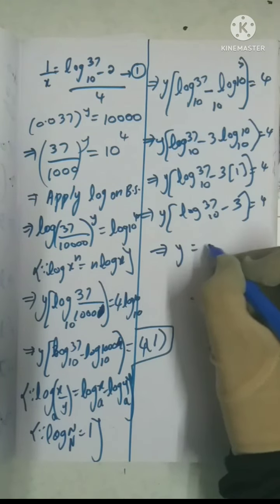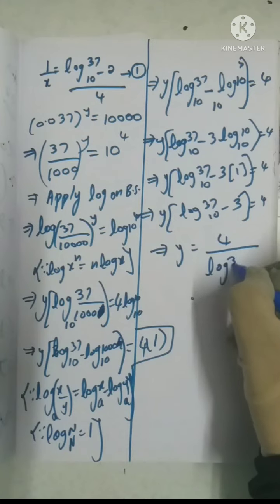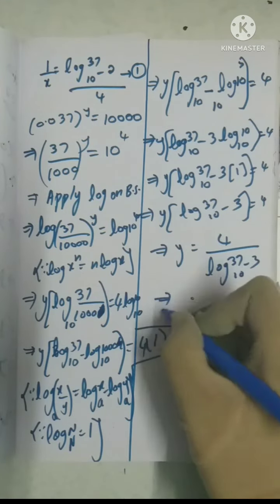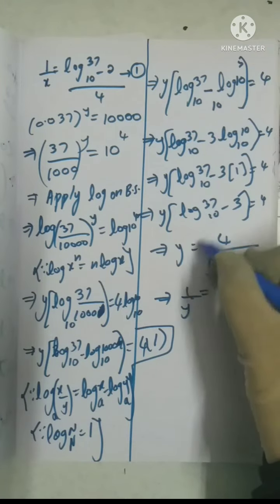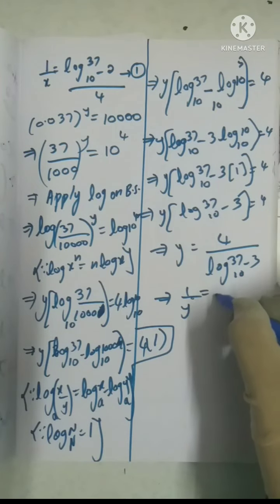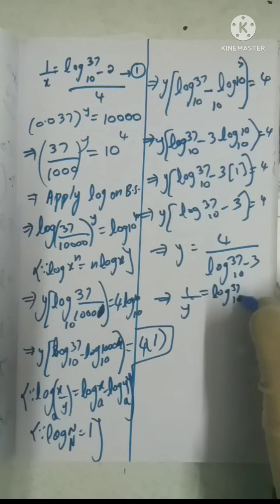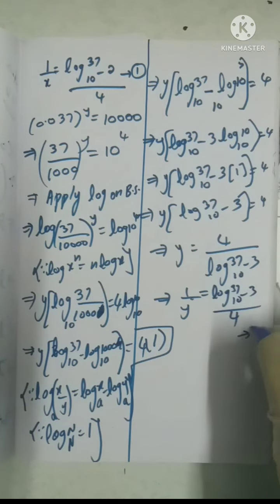Or we have y is equal to 4 by log 37 to the base 10 minus 3. But we don't want y, we want 1 by y in the question. So inverse this: the denominator will become the numerator and the numerator will become the denominator. It becomes log 37 to the base 10 minus 3 by 4. Let this be equation 2.